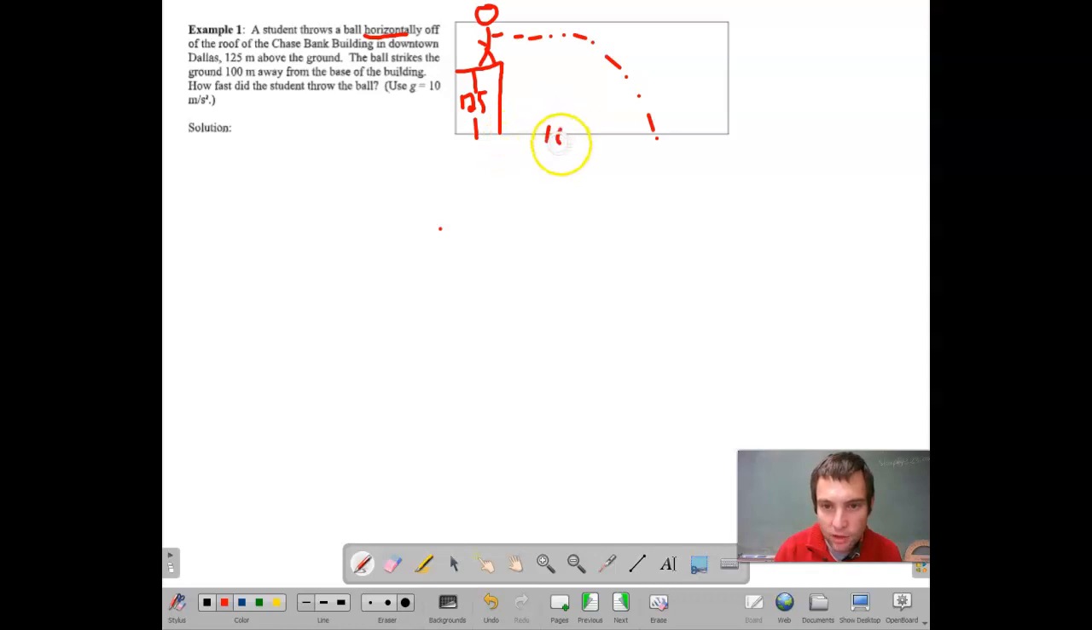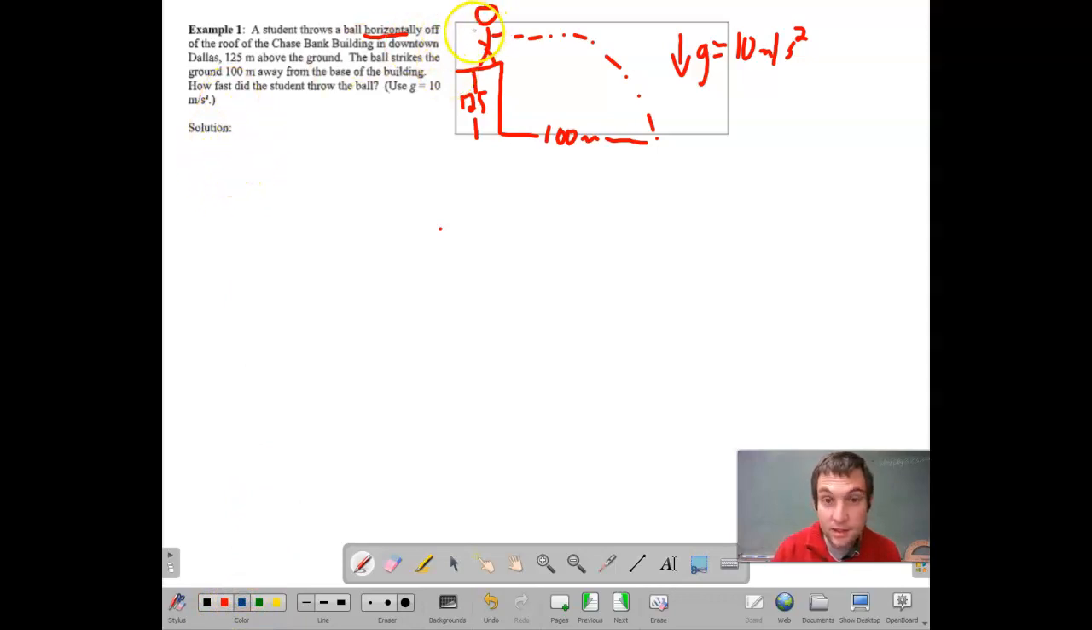Meanwhile, it lands 100 meters away. Obviously, this is not to scale, as my 100 meters is a lot shorter than my 125. But that doesn't matter. And then we also have acceleration going down, where g equals 10 meters per second squared downwards. All right, so the solution.